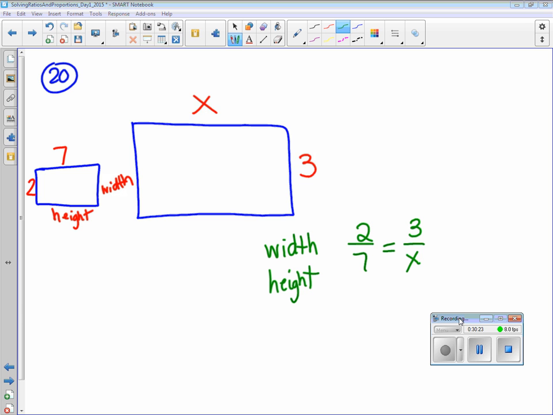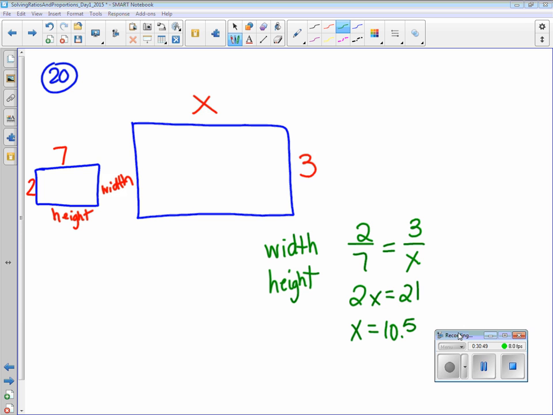When I got my answer as 6/7, I was thinking to myself, that doesn't even seem reasonable, because you know that your height has to be a lot bigger than your width. So what you were doing was right. So 2x equals 21. Divide by 2, what is that? 10.5. That looks a lot more reasonable, doesn't it?